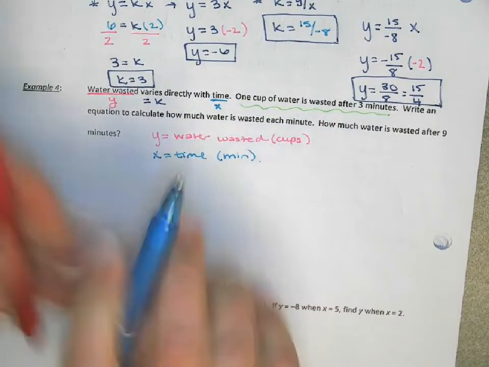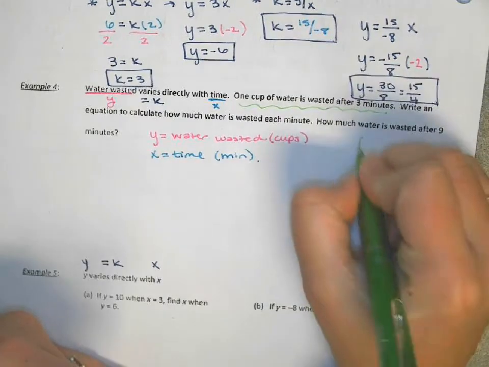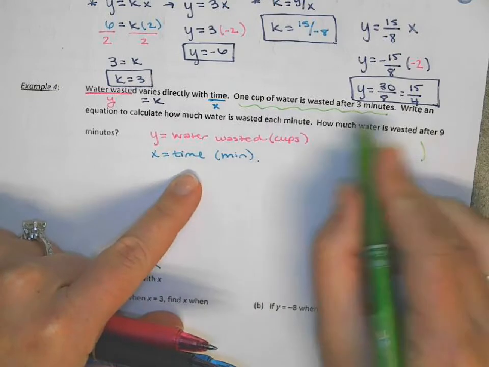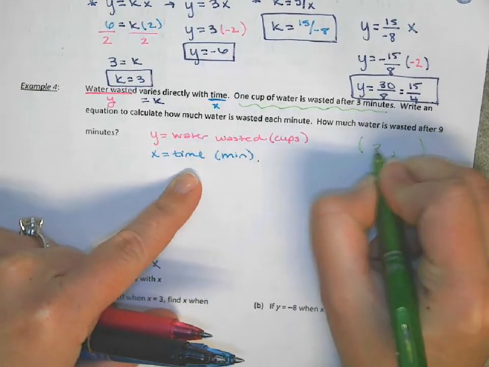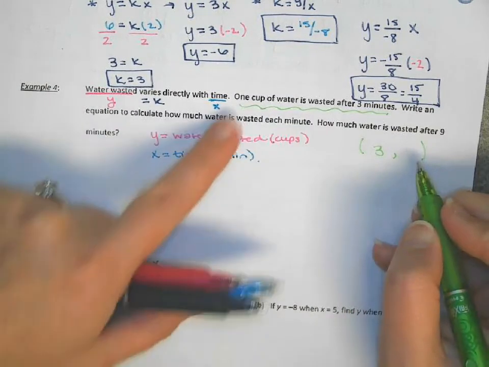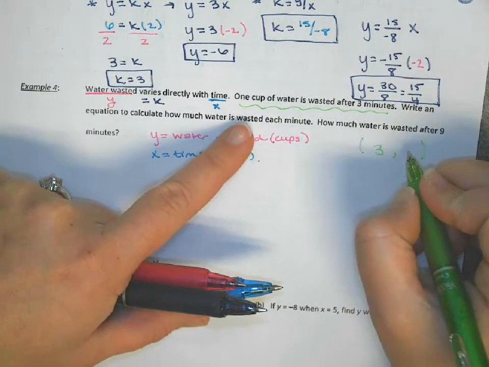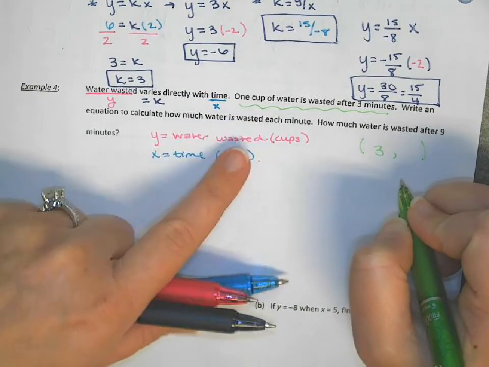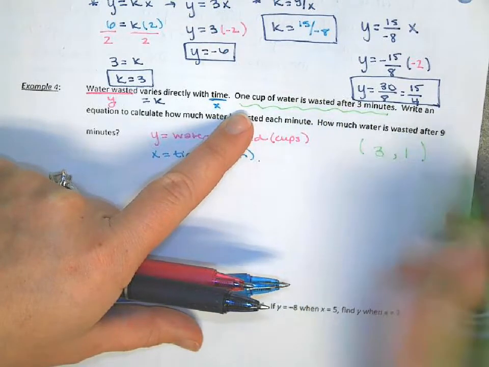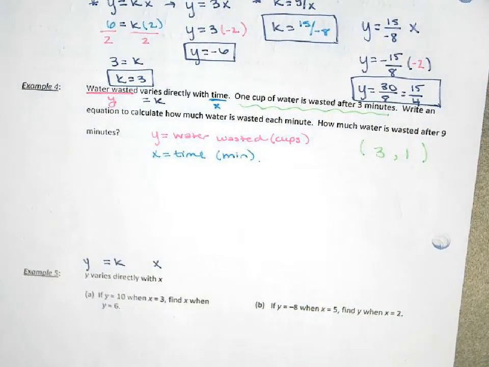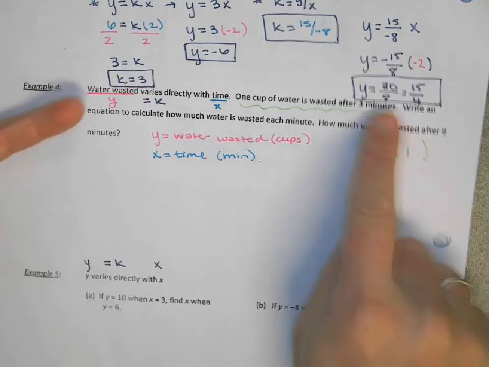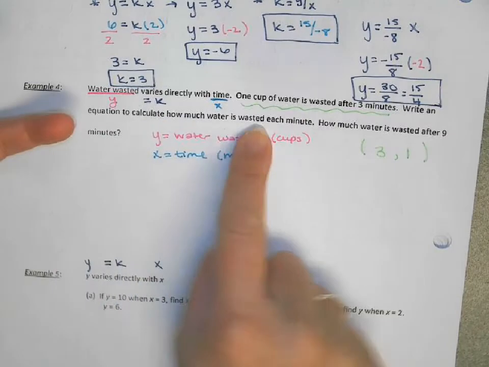The information that's given tells you a point. What is the x value or the time in that sentence? 3. What is the y value or the water wasted in that sentence? What is it? 1. It says 1 cup of water is wasted after 3 minutes. So that gives us a point. Okay, let's read the next sentence. It says, write an equation to calculate how much water is wasted each minute.